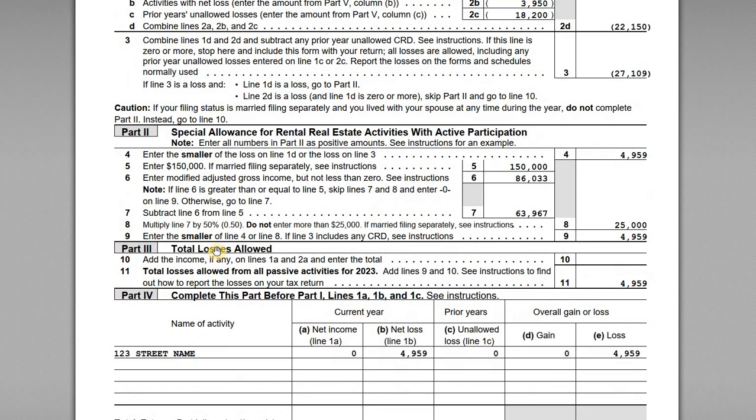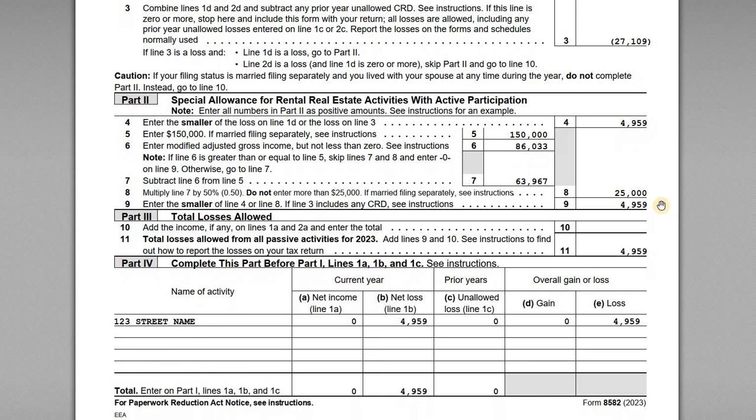Now, line 9 asks us to enter the smaller of line 4 or line 8. Well, the smaller here is going to be the $4,959. So the loss that's going to be allowed here is the $4,959. So total losses allowed section, we add up all the income, if any, from lines 1A and 2A. We don't have any. So the total losses allowed are going to be an addition of lines 9 and line 10. So we've got line 9, line 10, and then we have a $4,959 loss.